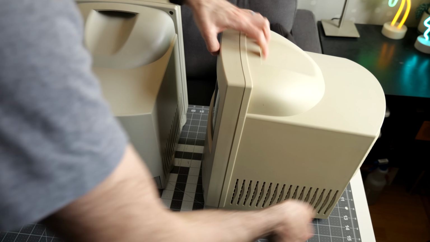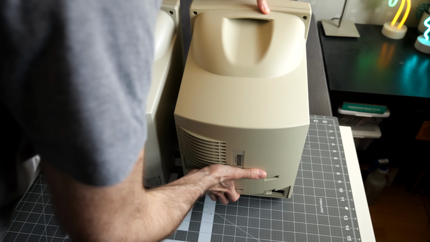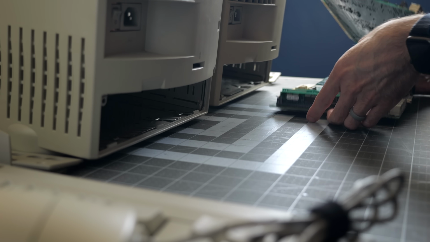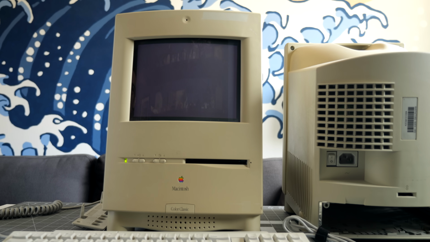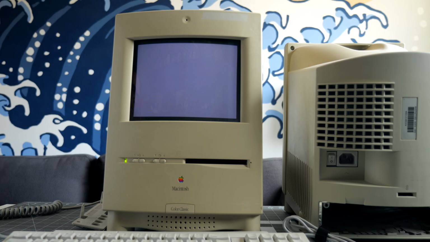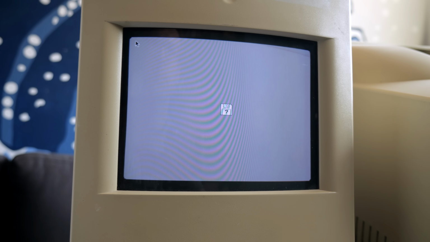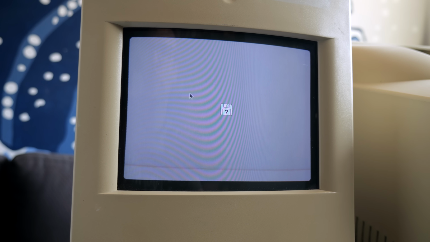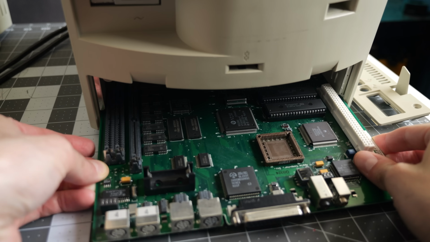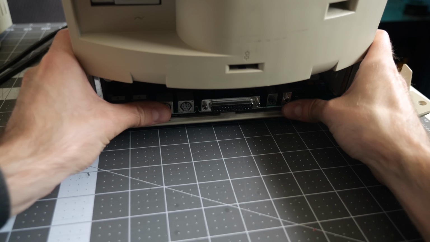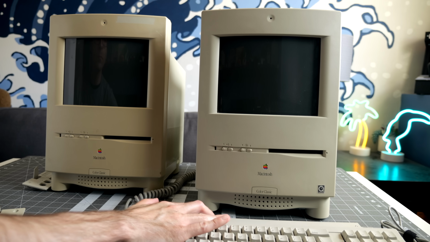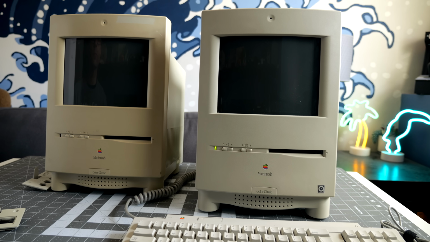In this case, my known good Color Classic would prove useful. I exchanged the motherboards between the machines and was glad to see that my good board worked just fine in the other chassis, so that eliminated any concerns about its analog board or power supply circuitry. The bad news is that it looks like the broken machine's motherboard was definitely the culprit, as it still failed to boot in the working system's chassis.